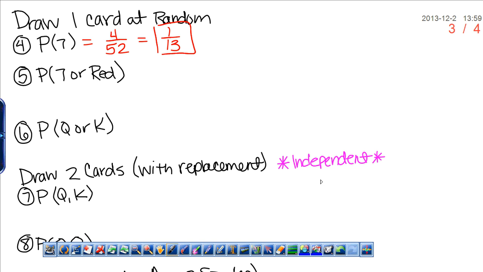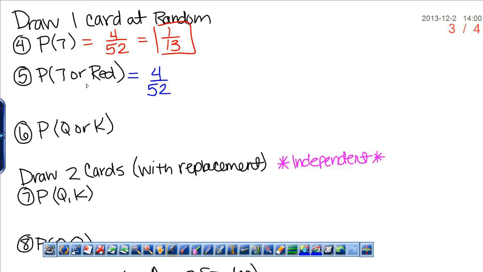Let's think about another one. What's the probability, if I draw 1 card at random, that that card would be 7 or red? Now, the tricky thing here is that some of the 7s are red. So I've got to be careful not to double count any cards. Okay, so let's think about it. The probability of drawing a 7 is 4 out of 52.